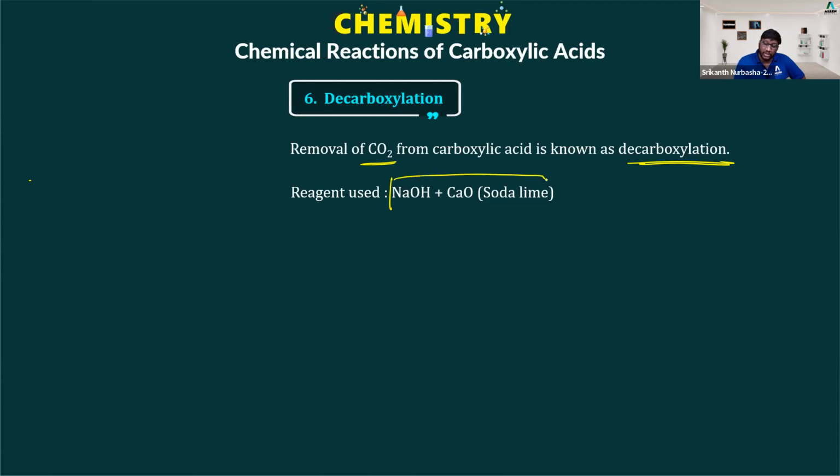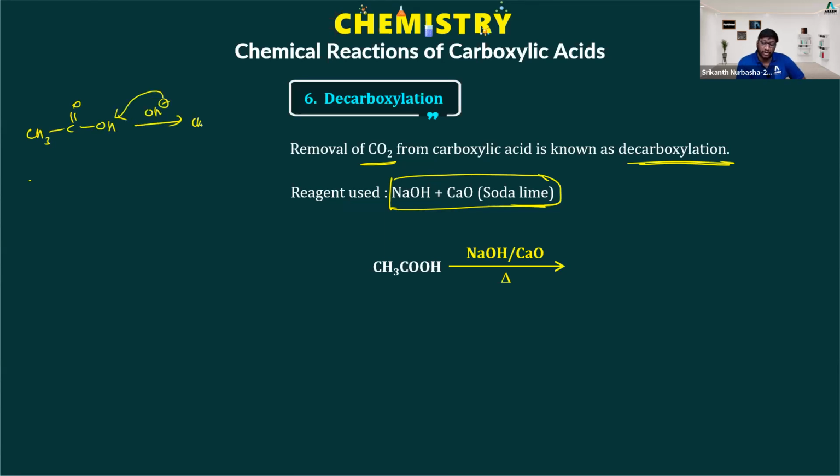The reagents used are NaOH and CaO, that is nothing but soda lime. If you look at the mechanistic approach, CH3COOH is treated with OH minus base. The base picks up the proton, forming CH3COO minus. The C minus will come into the carbon-carbon bond, and electron density will be given to CH3, forming CH3 minus and CO2. CH3 minus will have electrostatic force of attraction with Na plus.